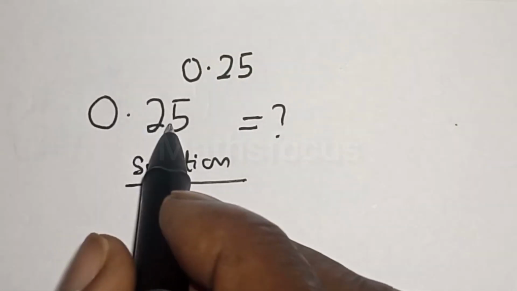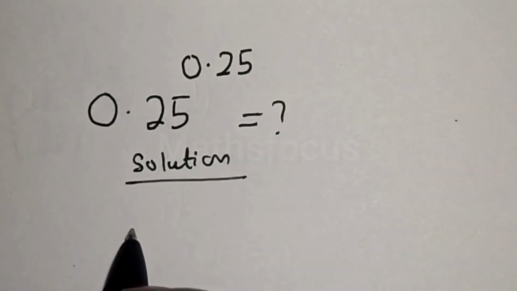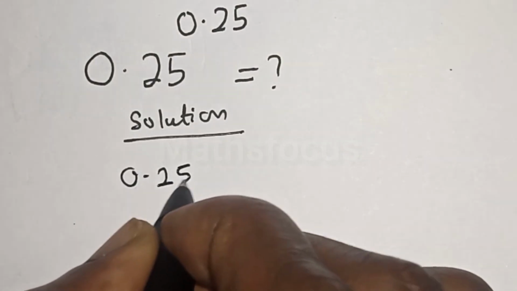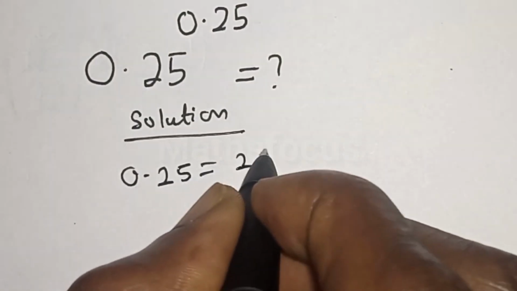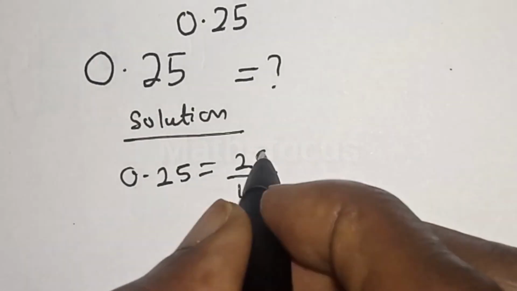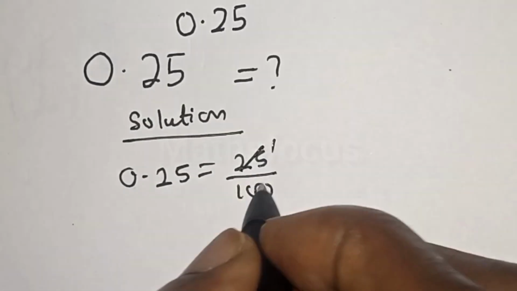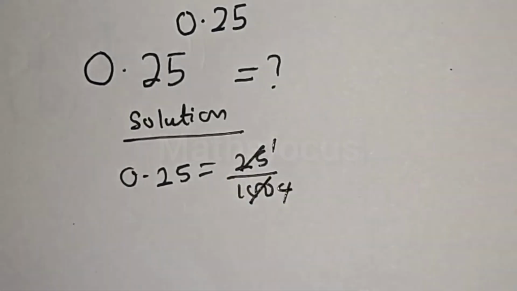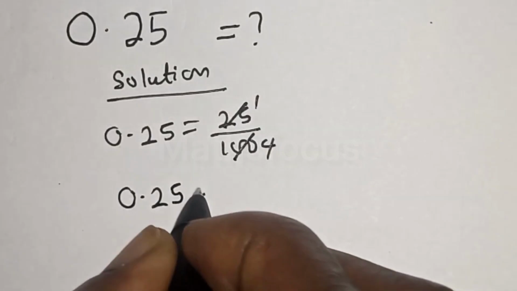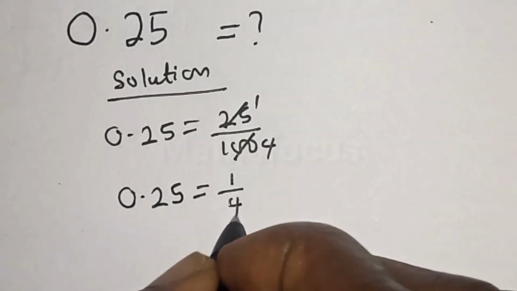We have 0.25 raised to power 0.25. Note that 0.25 is equal to 25 over 100. Then 25 here 1, 25 here 4. Therefore, 0.25 is equal to 1 over 4.